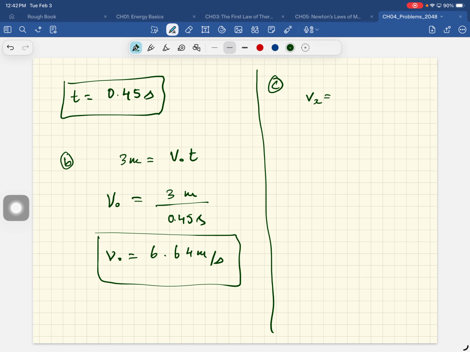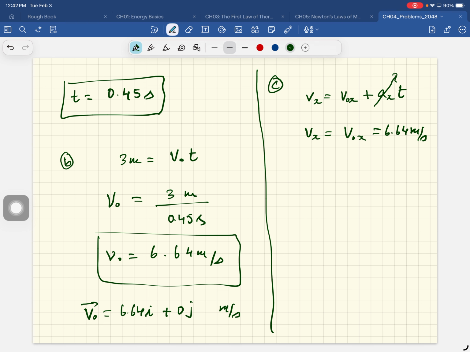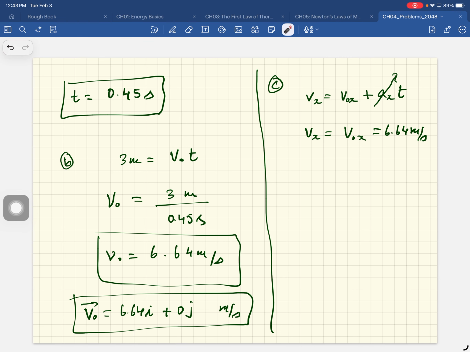Vx, the final velocity, is V naught x plus ax times t. Ax is 0, so the final x component of the velocity is equal to the initial x component of the velocity, which is 6.64 meters per second. This makes sense. The x component of the velocity is not changing because there's no acceleration in that direction. That velocity is constant.